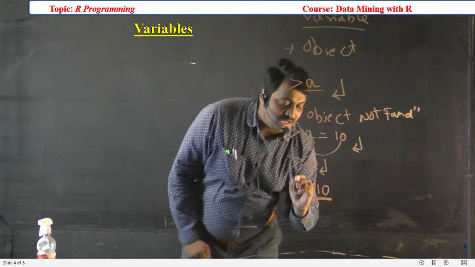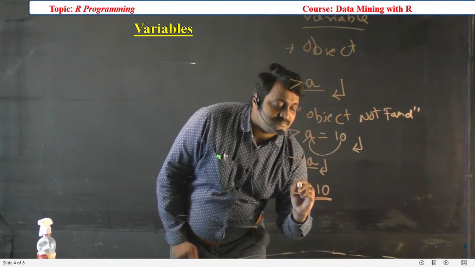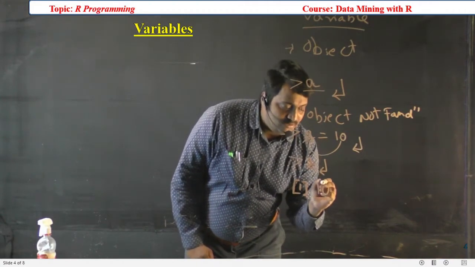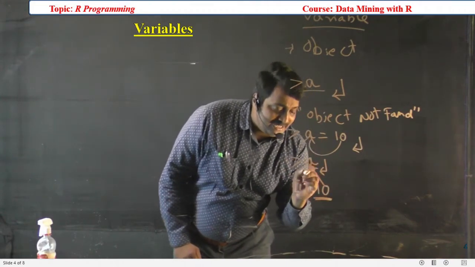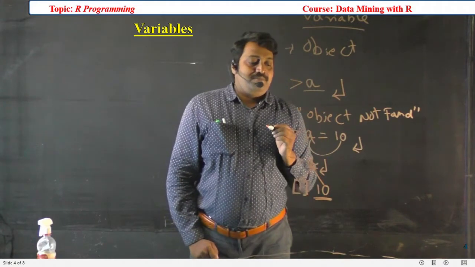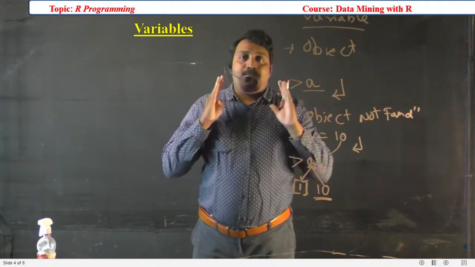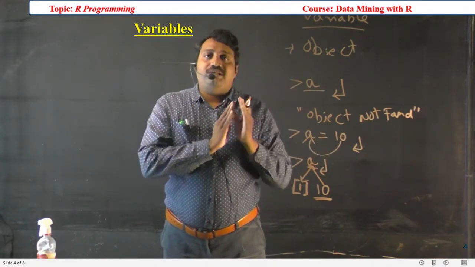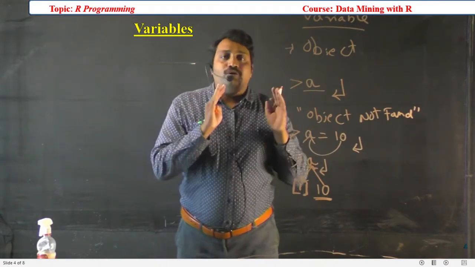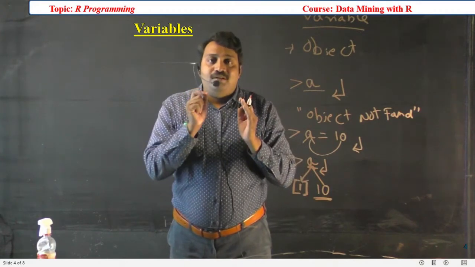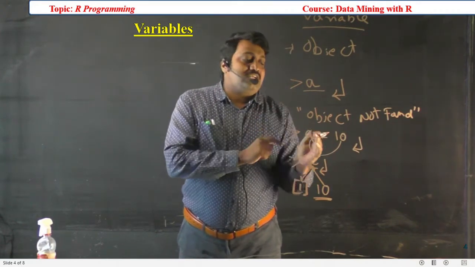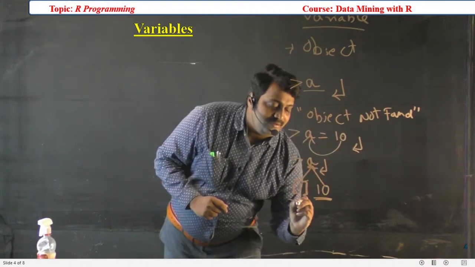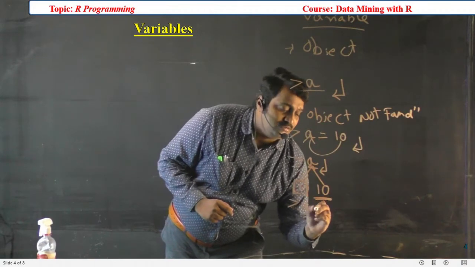What about this square brackets 1? It means the value 10 is stored in the object A at index position 1. We can store multiple values at a time in any object. Here I am using A as a simple variable of type integer, so I am passing A equal to 10. Immediately I am typing the next statement, A equal to hi.